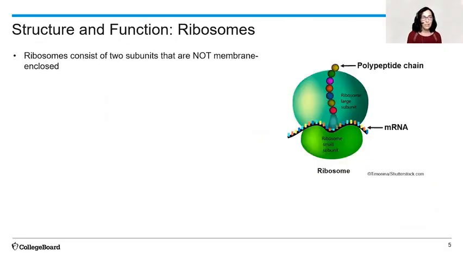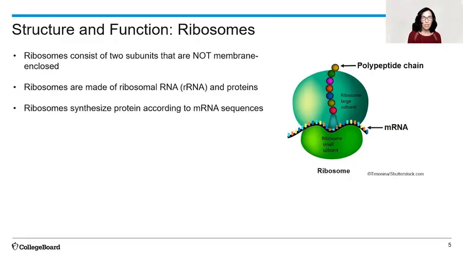Ribosomes consist of two subunits, and you can see here in this image, it has a small subunit and a large subunit that come together. And like I mentioned, they're not membrane-enclosed subunits. Ribosomes are made of ribosomal RNA, or rRNA, and proteins. And as I mentioned in the previous slide, the ribosomes are going to make proteins for the cell according to the messenger RNA sequences. So you can see a polypeptide chain growing from the ribosome.